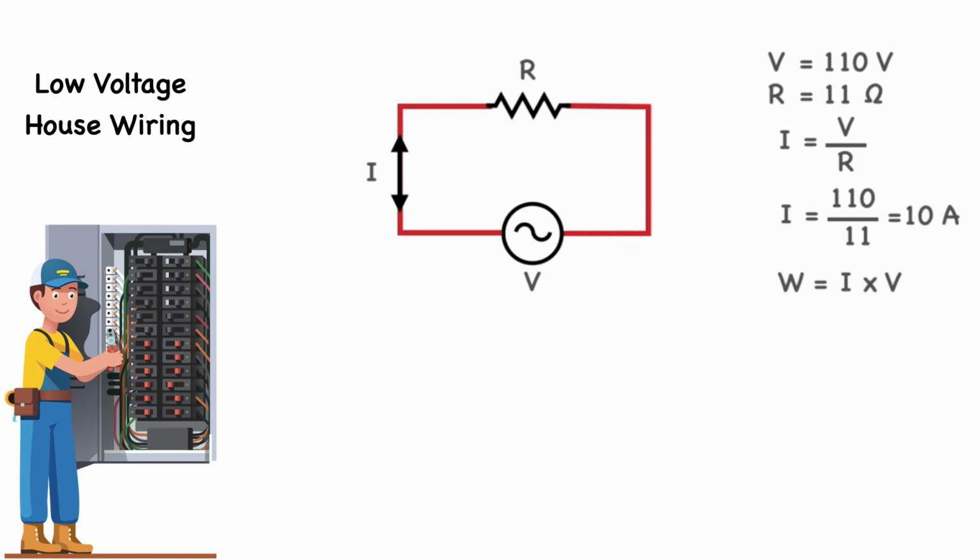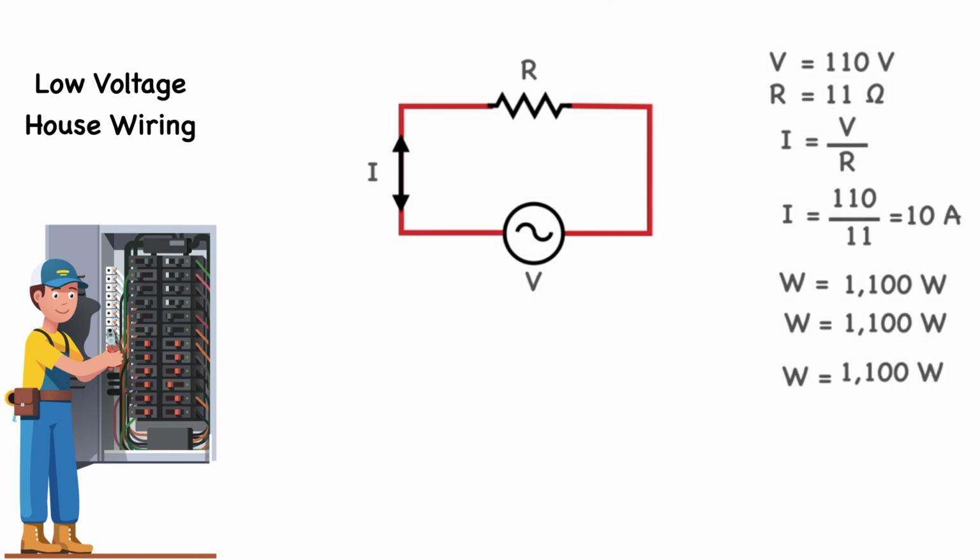Voltage times the current, 10 times 110, or 1100 watts. A second way is to take the current squared, times the resistance, or 100 times 11, which is 1100 watts. The third and final way is to square the voltage, and divide by the resistance, which is 12,100 divided by 11, or 1100 watts. So far we have been dealing only with resistive loads, which work the same for DC as well as AC power.